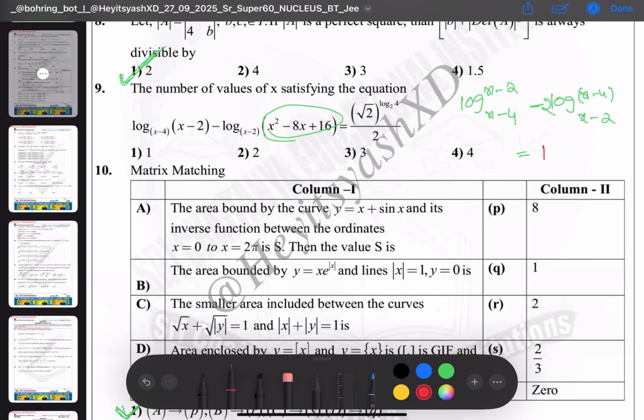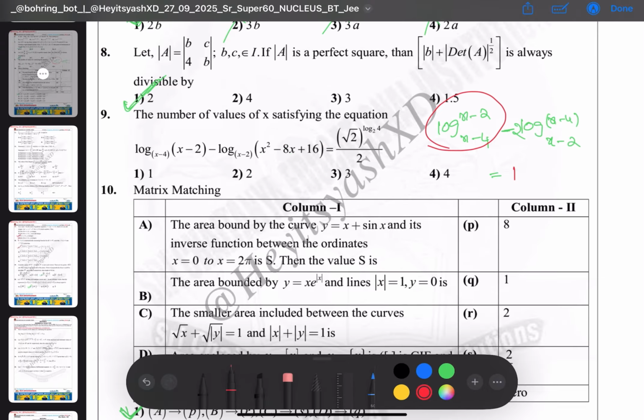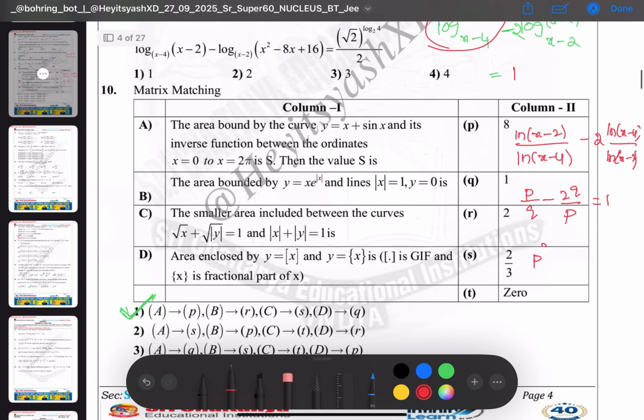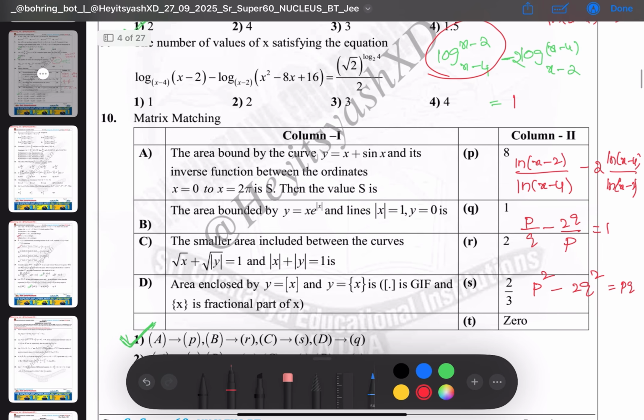Alright. Now let us go ahead and solve this. So this can be written as log x, ln(x-2)/ln(x-4) minus 2 ln(x-4)/ln(x-2). So let us say ln(x-2) is p, ln(x-4) is q. So this is simply p/q minus 2q/p is equal to 1. So this is simply p square minus 2q square is equal to pq.